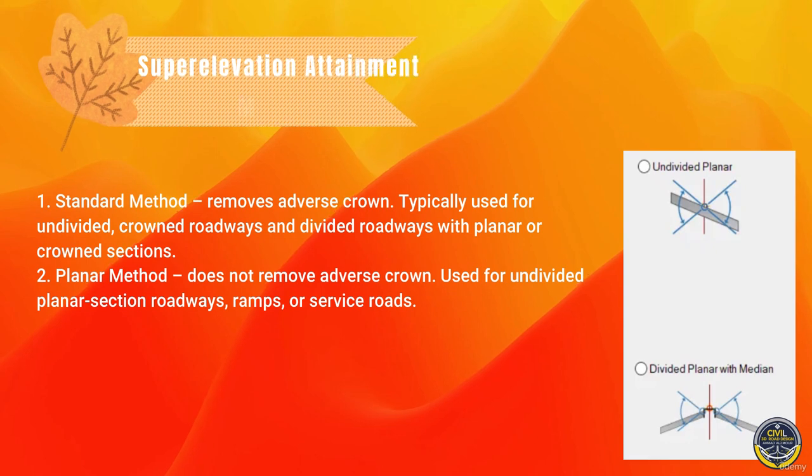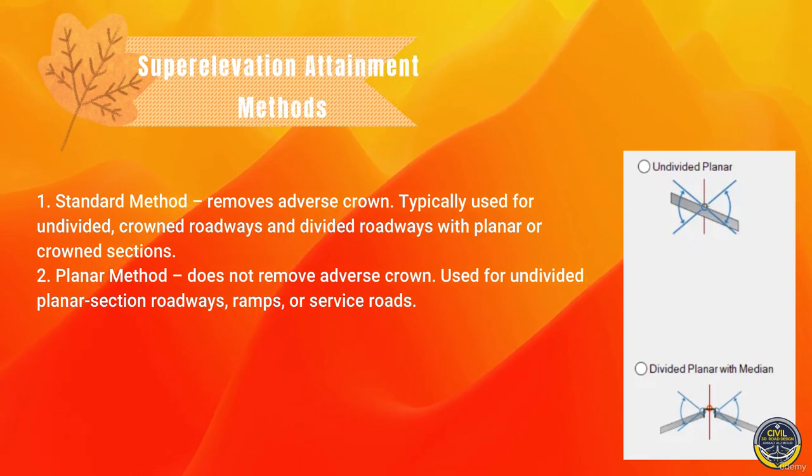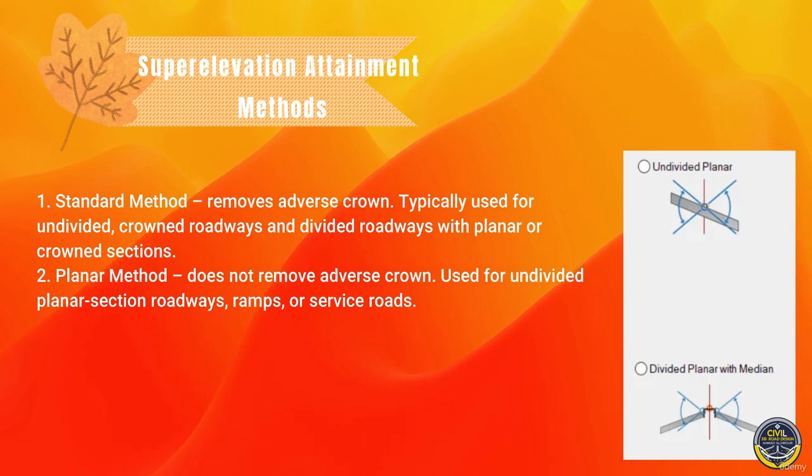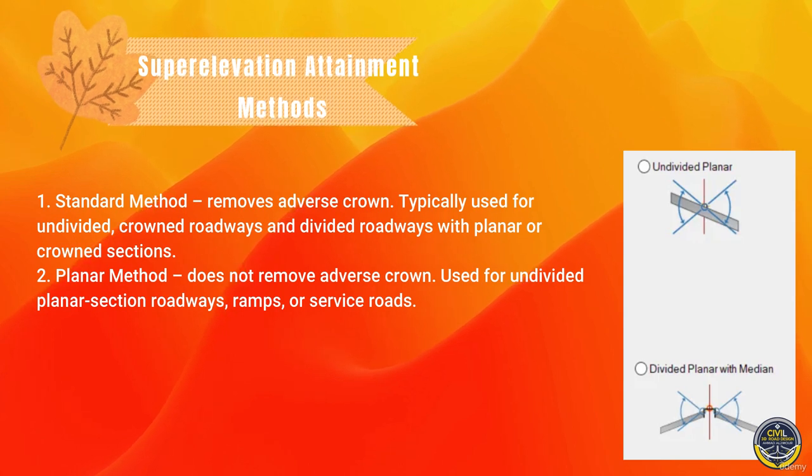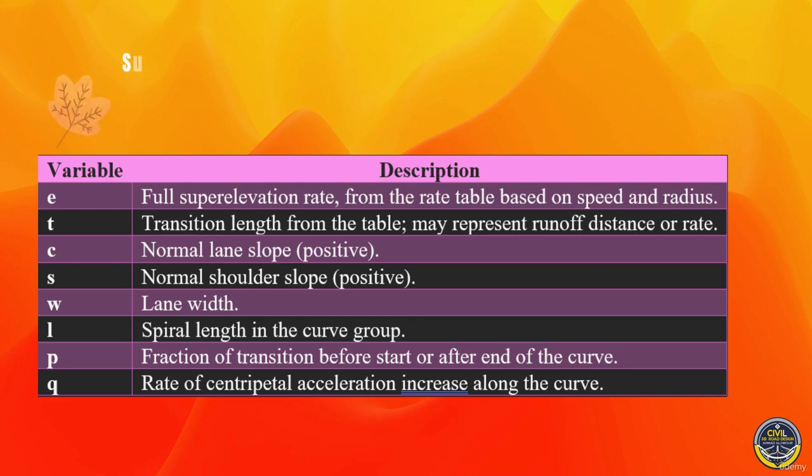Superelevation attainment methods. Civil 3D supports two superelevation attainment methods. 1. Standard method removes adverse crown, typically used for undivided, crowned roadways and divided roadways with planar or crowned sections. 2. Planar method doesn't remove adverse crown, used for undivided planar section roadways, ramps, or surface roads. Choosing the correct method is critical for accurate superelevation computation and smooth transitions.